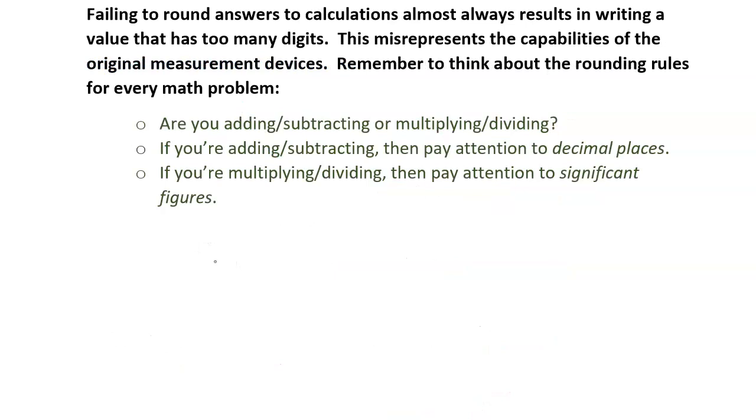Failing to round answers to calculations almost always results in writing a value that has too many digits. This misrepresents the capabilities of the original measurement devices. Remember to think about the rounding rules for every math problem. This is the process you need to go through in your head this year. Are you doing an adding or subtracting problem or a multiplying and dividing problem? If you're doing adding or subtracting, pay attention to the decimal places, to the numbers to the right of the dot. If you're doing multiplying or dividing, then pay attention to significant figures.